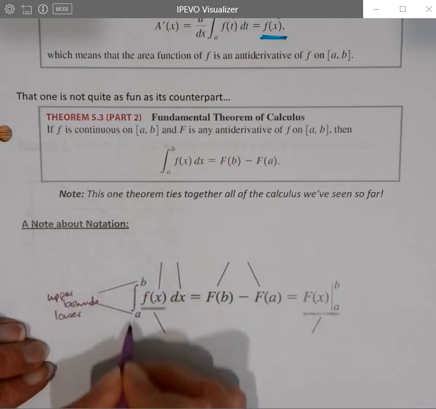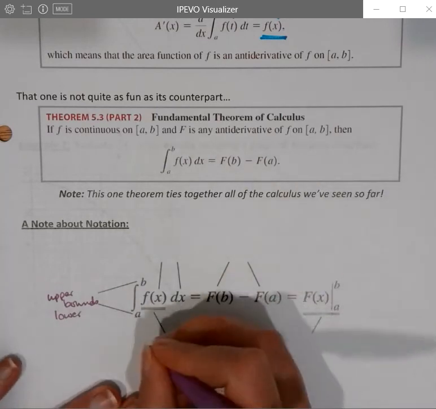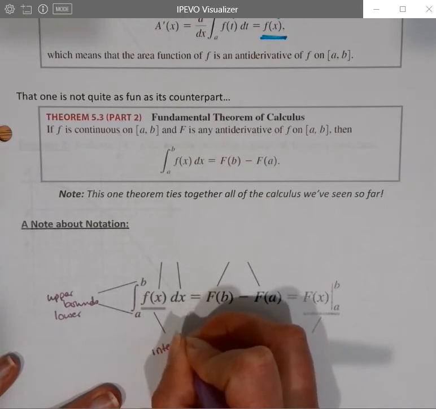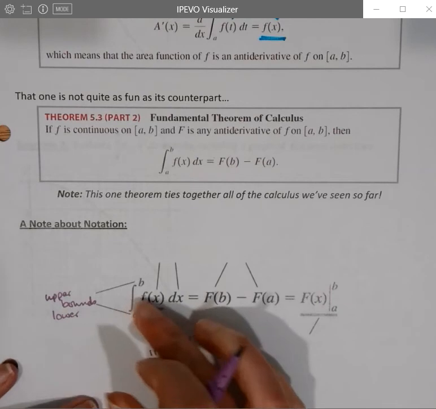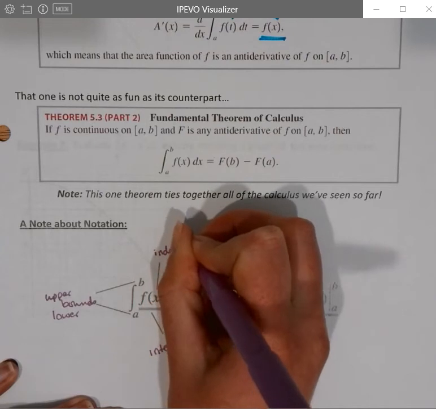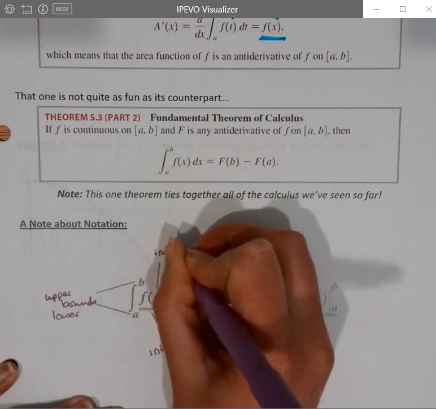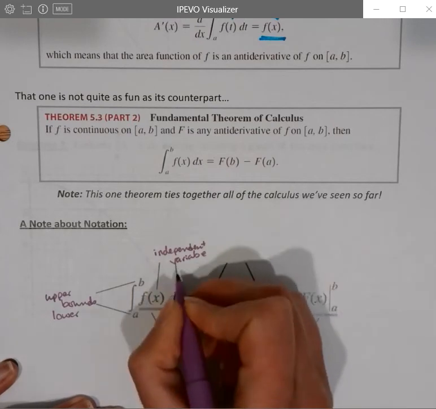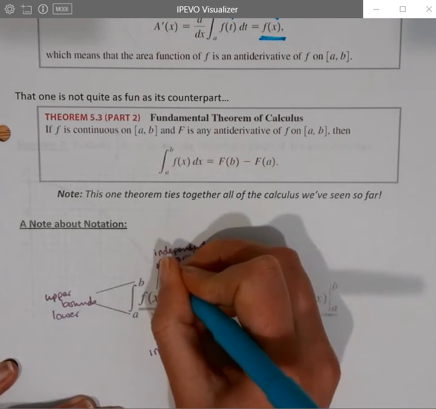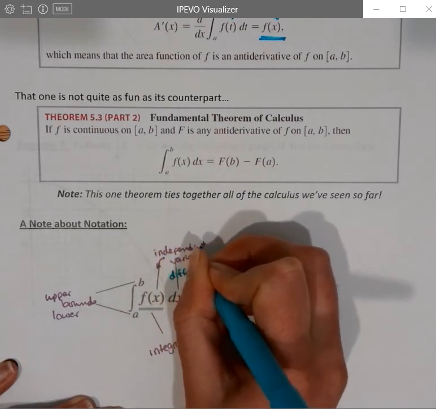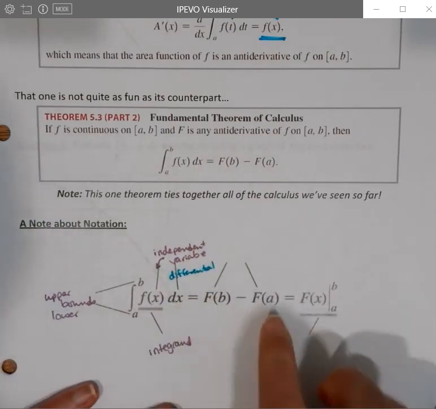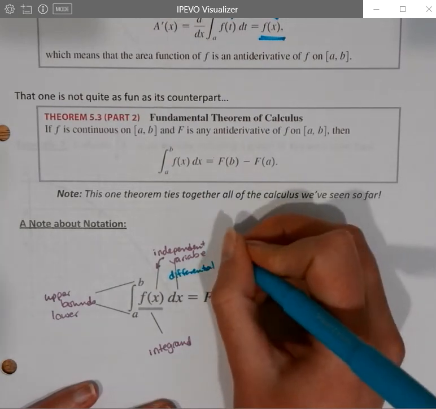So upper and lower bounds are the a and the b. Then we have f of x, which is the integrand. And then they're both with respect to x, so x is our independent variable. And then dx by itself, that would be for x, just the independent variable there. dx itself is the differential in terms of x, and they have to match, so it's got to be f of x dx. And then capital F is the antiderivative.